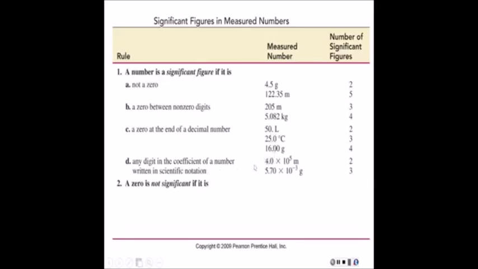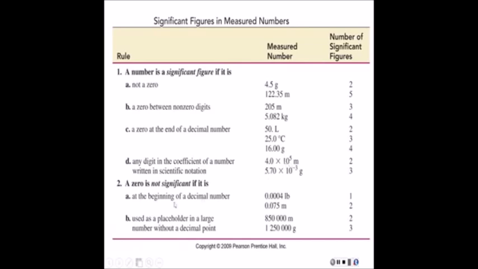And here we have 2 numbers in scientific notation. Anytime you have scientific notation written, those numbers to the left of the x are always significant. You don't have to worry about whether they're zeros or not. The power of 10 themselves are never significant.